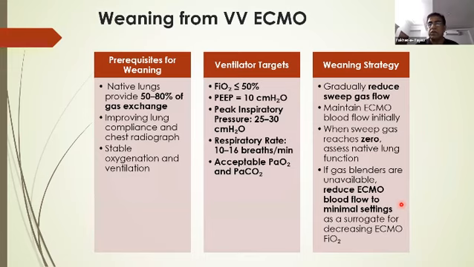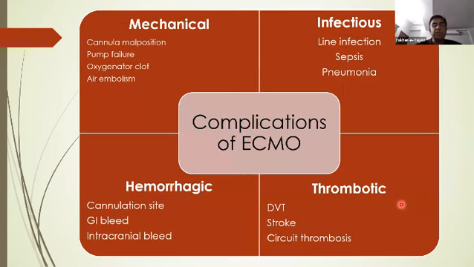So how we do it is that we reduce the sweep gas flow, and we just turn it off, and then we see whether the lungs are able to oxygenate or not. Or if we don't have the blender, then we can reduce the ECMO flow in VV ECMO as well. But there is a risk of clot formation in the circuit. So this is a bit of a risky procedure, but mainly we do it by reducing the sweep gas flow rate.